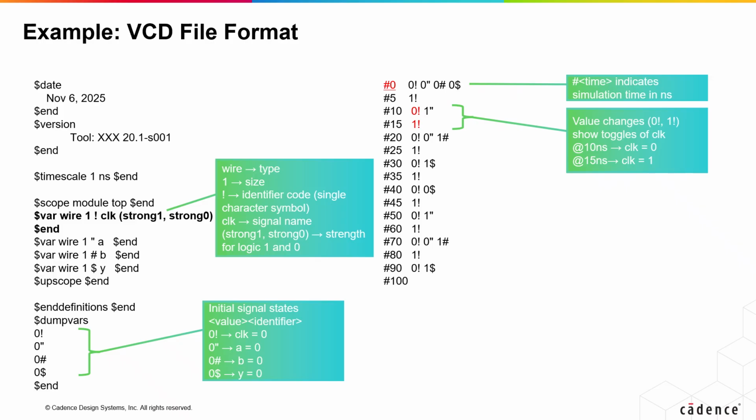The duty cycle isn't directly stored in the VCD file. It can be calculated using the high time and the period. Here, the clock changes every 5 nanoseconds, and the total period is 10 nanoseconds, so the duty cycle of the clock is determined to be 50%.